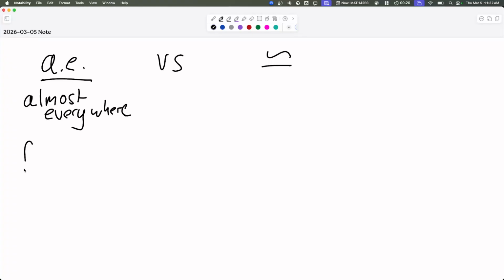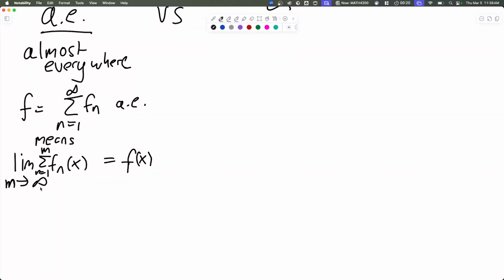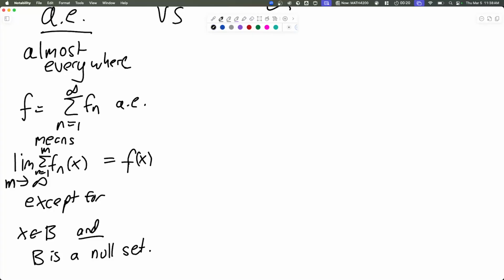Okay. So f equals the sum of n equals 1 to infinity of fn almost everywhere means the limit as n goes to infinity of fn of x equals f. Except I don't want the actual function, I want the sum. So we take m to infinity of the sum of the first m equals f, except for some bad set, x in B, and B is a null set. So that's what almost everywhere means. You have this little null set. What do we know about null sets? The integral is 0. Or there's a 100% chance that the null set doesn't happen.